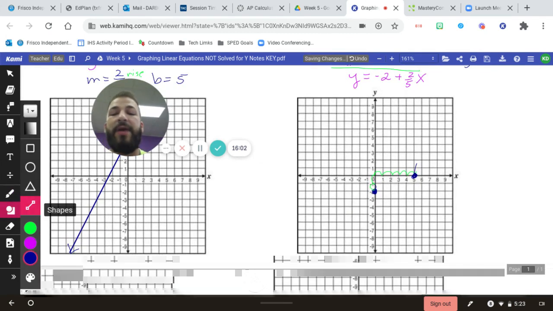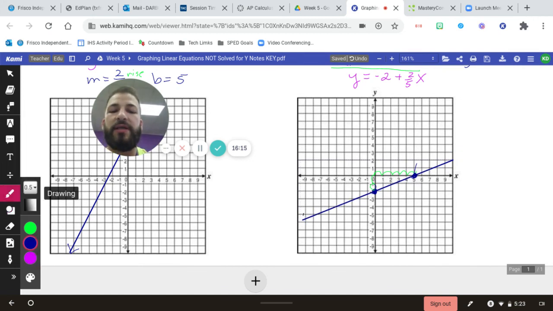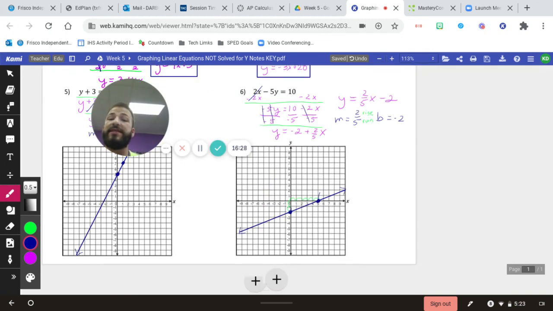And then I can add in my line. Just like that. Doesn't have to be perfect, but you want it to get pretty close. And then arrows and arrows on the end. Okay, that is graphing lines when their equations are not solved for y. Okay, if you have any questions, please ask your teacher in class, and good luck on the stations today.